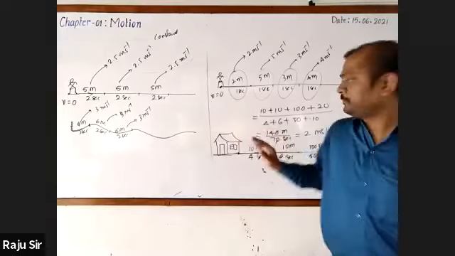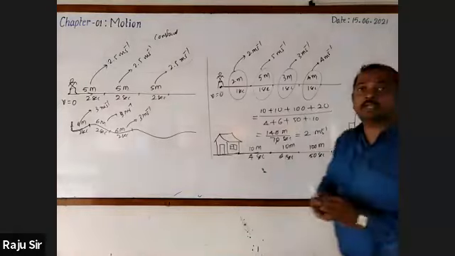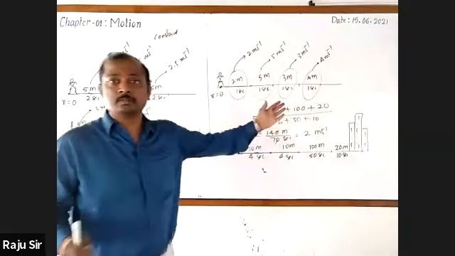Total distance 140 meters, total time taken 70 seconds. Cancelling, you will get 2 meters per second. This is the average speed with which the boy has moved.